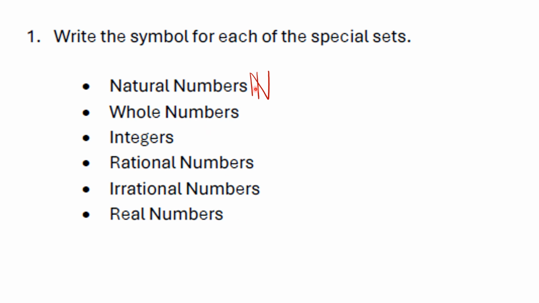The natural numbers is the N with the extra line in it. I'll give you a couple more. The integers are the Z with the extra line in it. And the real numbers are an R with an extra line. Alright, so go through your notes, find all those symbols, make sure you either have those memorized or write those on your formula sheet.